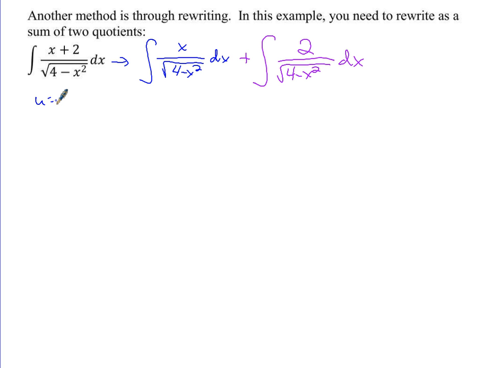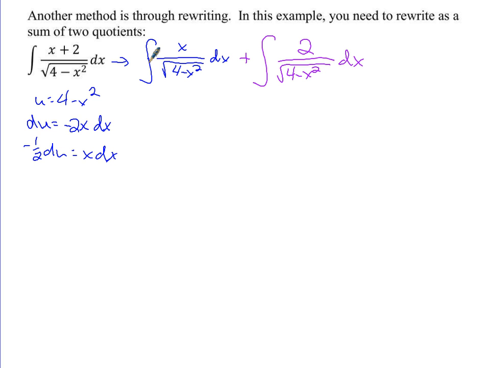I'm going to say u is 4 minus x squared. So now this is the square root of u in the denominator. du equals negative 2x dx. I have x dx sitting right here in the numerator. So solve for x dx. Negative 1/2 du equals x dx. And now this turns into stuff in terms of u. This is u. And now this integral has turned into something that I can handle very easily.